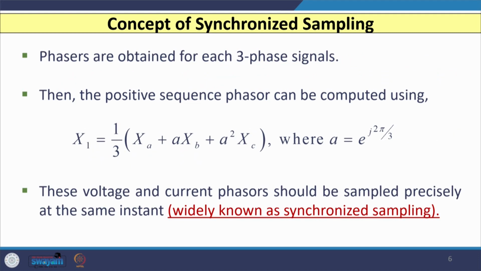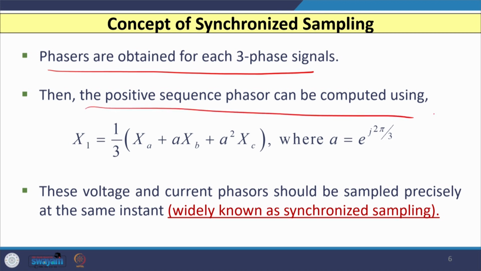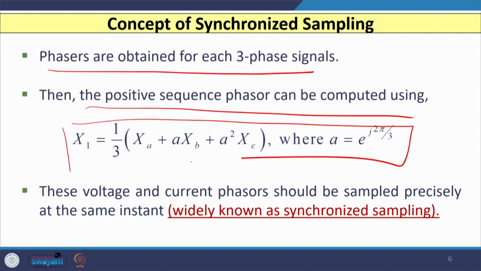To understand the concept of synchronized sampling, we have to obtain the phasor values of voltage or current signals. Once we have the phasor values, the positive sequence phasor can be obtained using this equation, where the positive sequence phasor x1 is on the left hand side, xa, xb, xc are the voltage or current phasors, and A is the operator given by 1 angle 120. These voltage and current phasors should be sampled very precisely at the same sampling instant, and having all the phasors at the same sampling instant is obtained with the help of synchronized sampling.